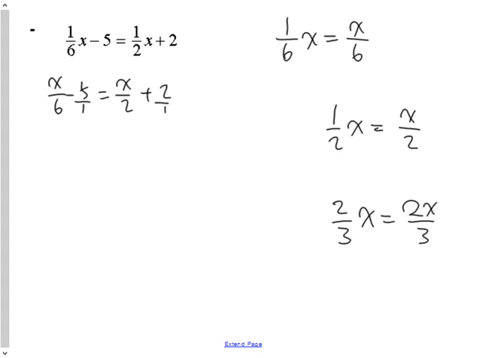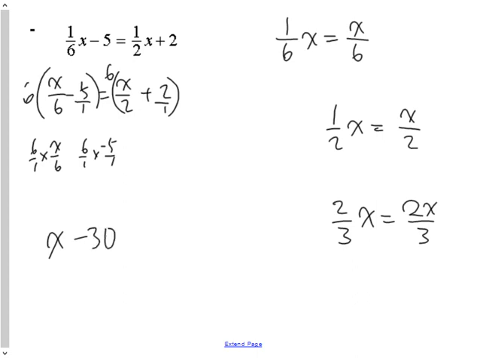6. So if I multiply this side by 6 and this side by 6, I'm going to create an equation that is equal, but 6 times larger on both sides. So 6 over 1 times x over 6 is going to be 6x over 6, or just x. 6 over 1 multiplied by negative 5 over 1 is going to be negative 30. 6 over 1 multiplied by x over 2 is going to be 6x over 2, or 3x. And 6 over 1 multiplied by 2 over 1 is 12.